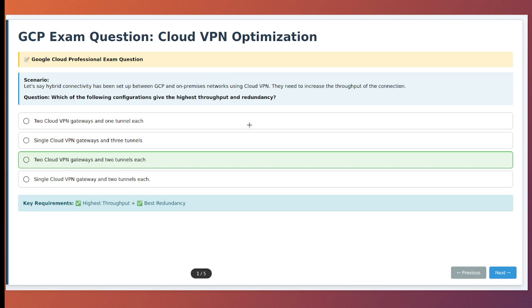This question tests your understanding of two key Cloud VPN concepts: how VPN gateways and tunnels work together, and the throughput limitations of each component. Many people get confused about whether adding more gateways or more tunnels provides better performance. The key insight is understanding that each Cloud VPN tunnel has a maximum throughput of 3 gigabits per second, and each Cloud VPN gateway can support multiple tunnels. Let's explore how different configurations affect both throughput and redundancy.